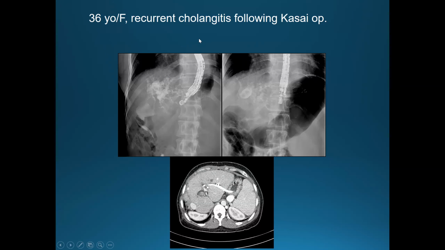A 36-year-old female patient had recurrent cholangitis following Kasai operation. Because the patient has multiple intrahepatic duct stones, and PTBD failed for the interventional radiology. We performed EUS-guided hepaticogastrostomy here, punctured, and then performed the left-side EUS-guided hepaticogastrostomy. But the right-side stone and the cholangitis are still there. Here, the patient has suffered from recurrent cholangitis.